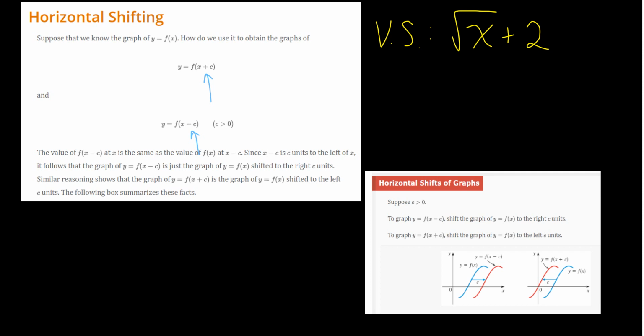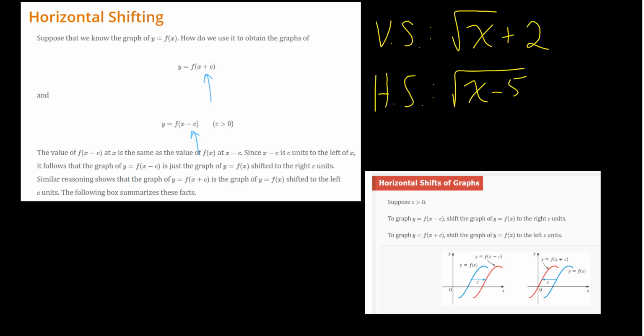A horizontal shift would be if we add or subtract to the variable. So this would be the square root of x minus 5. Okay, that would be a horizontal shift. Notice how I'm adding or subtracting to the variable. The vertical shift is to the parent function. The horizontal shift is to the variable.